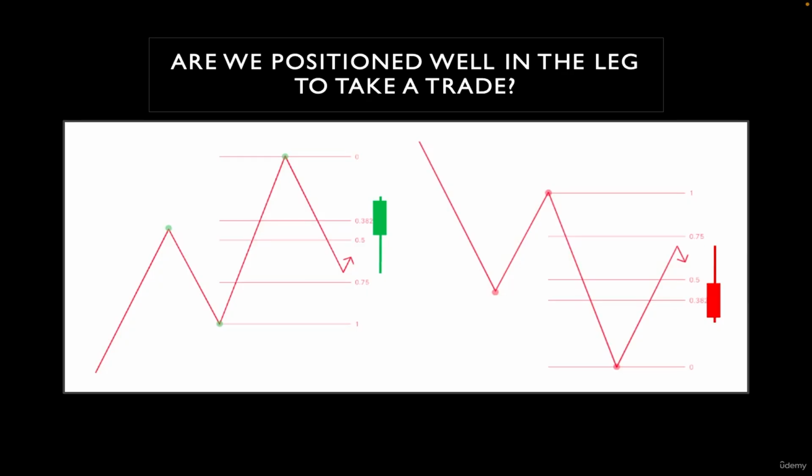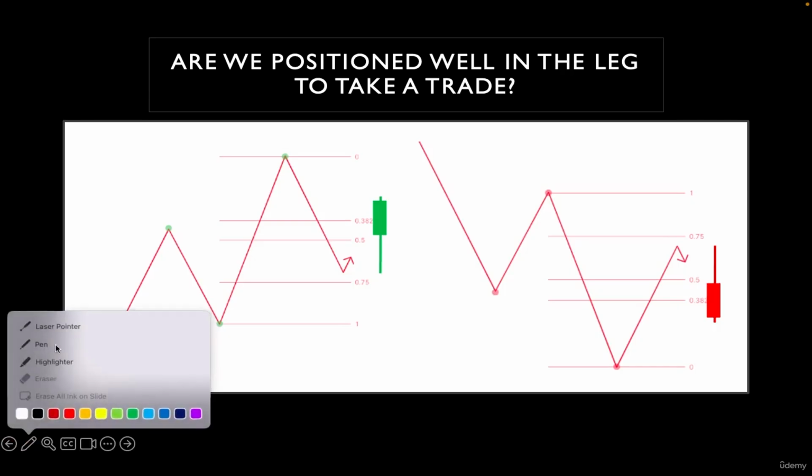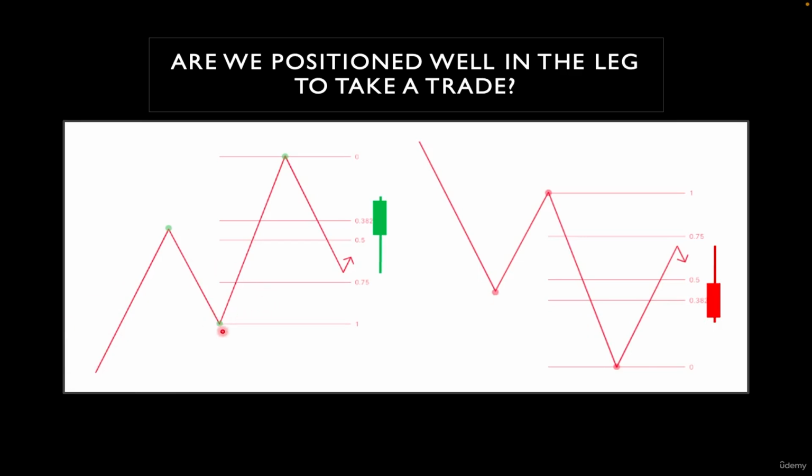So what does that mean? Essentially, we want to make sure that price has retraced at least 38% of the leg we are trading. This just means we've had a decent retracement and we are well positioned to take trades. We'll use the Fibonacci tool to identify this. And in bullish examples, we'll simply draw from the previous low to the previous high, and this will give us our Fibonacci levels and tell us how far we've retraced.